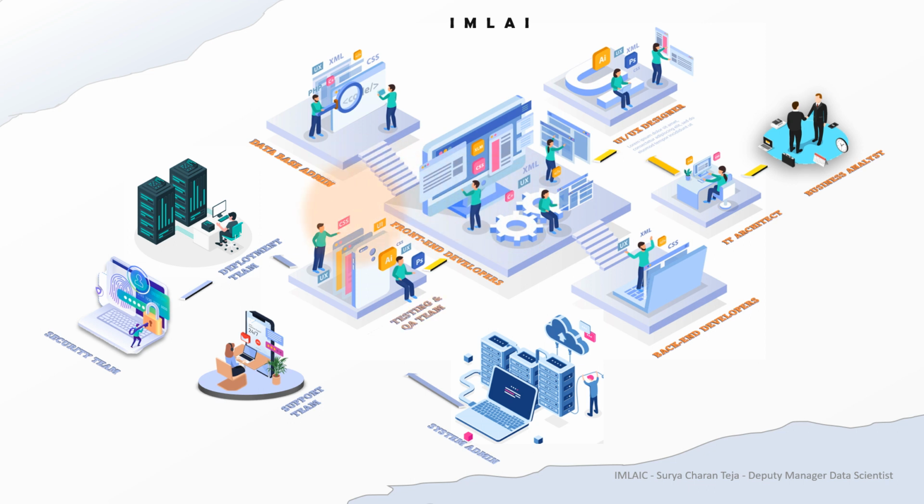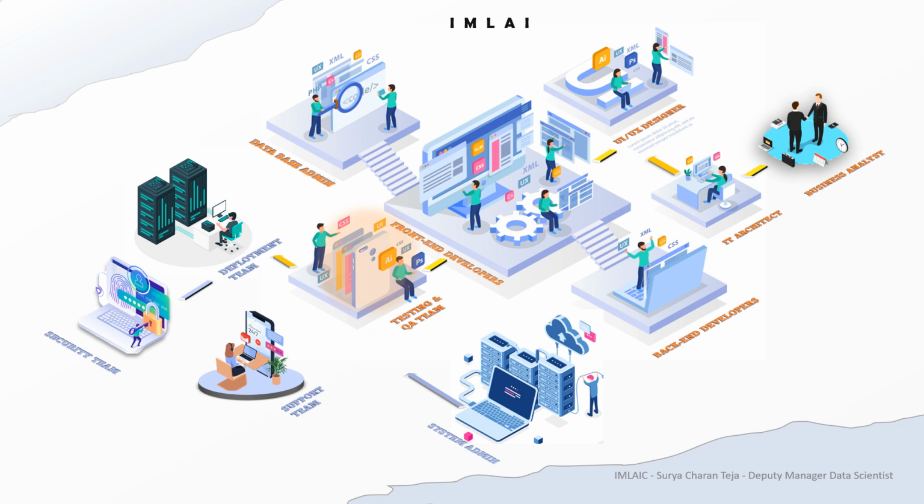Then it will move on to the operations team. The next team is the operations team. In the operations team, we will have system admins. The system admins will provision and configure the infrastructure needed for deployment, staging, and testing. And then we'll have the testing and quality assurance team.